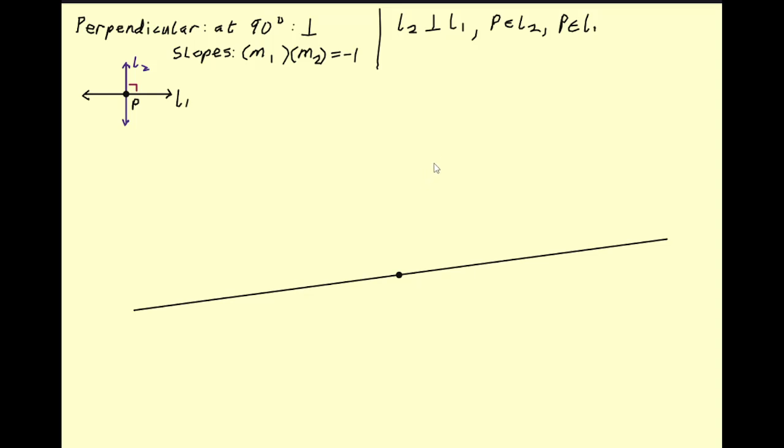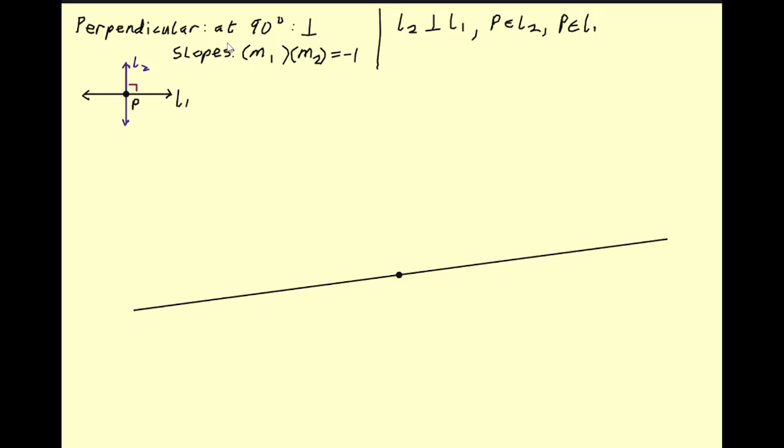Hello, now we are going to look at construction 4. Construction 4 is where we have a given line and we're going to construct a line that is perpendicular, at right angles, to our original line. So our purple line is our construction line, L2. It's going to be perpendicular to the original line we're given, and it's going to go through a point P which is on the original line.